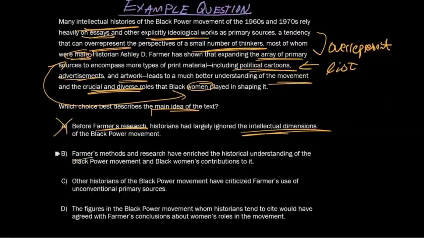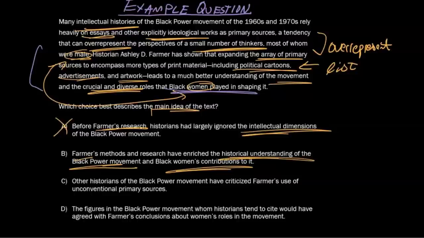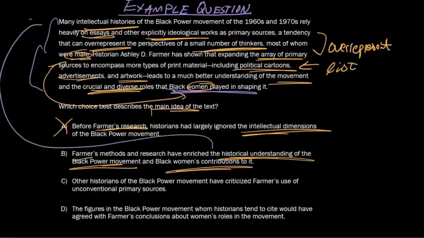Farmer's methods and research have enriched historical understanding of the Black Power movement and the Black woman, the female Black contribution to it. I would say this is the correct answer, but we should always make sure to check our answers. Now, why do I say this is correct? Because this entire half of the thing here is telling you that she's contributing to the plethora of evidence that Black women played in supporting the Black Power movement. And this first part here is detailing what it was like before, showing that she was doing some enriching. So we see here we're kind of encompassing the entire passage with this answer choice.